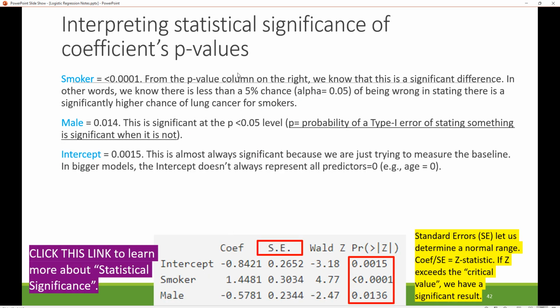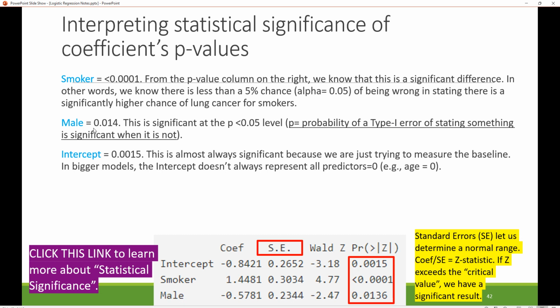And here's how we can interpret statistical significance of the coefficients, the p-values. For the smoker, it's less than 0.001 from the p-value column on the right, and we see that in that red box on the right side. We know that this is a significant difference. In other words, we know there is less than a 5% chance, using an alpha of 0.05, of being wrong in stating there is a significantly higher chance of lung cancer for smokers.